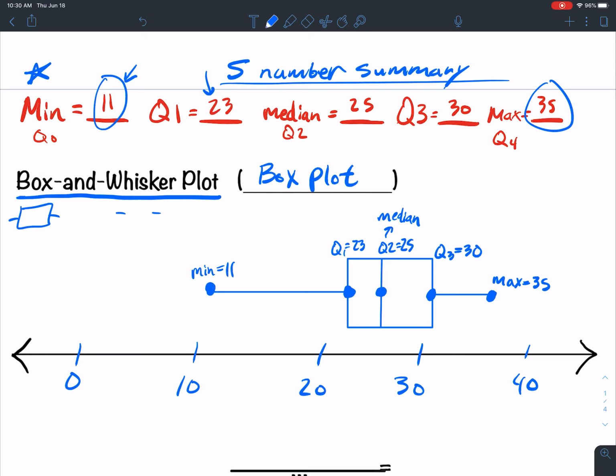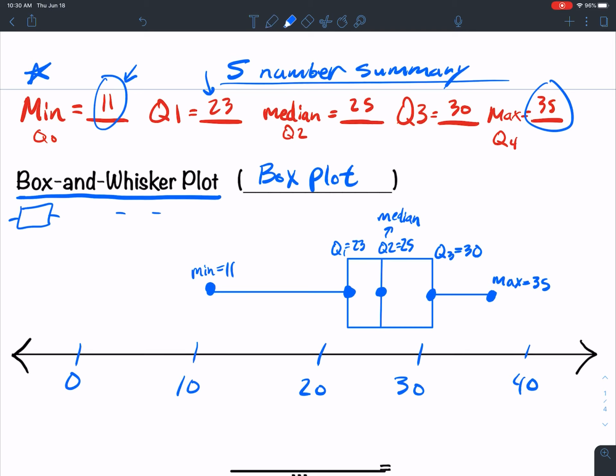All right, so this is how you do a box plot. It's literally a box with a line through the middle of the box, a vertical line, and then you put whiskers on both sides of the box, connecting out to the max and the min.